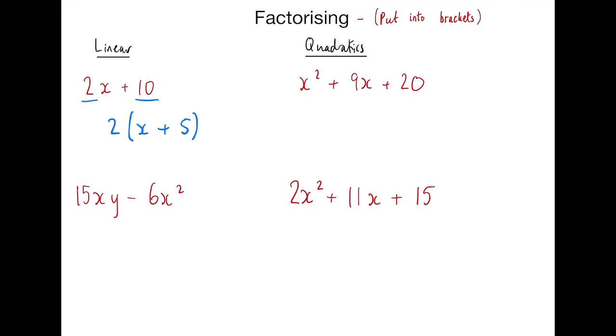15xy minus 6x squared. So straight away we can take out a 3, but this time we can also take out an x because it appears at least once in both. Open up our bracket, we need 5y to get back to 15xy, and a minus because there's a minus in the middle, and then 2x on the other term.